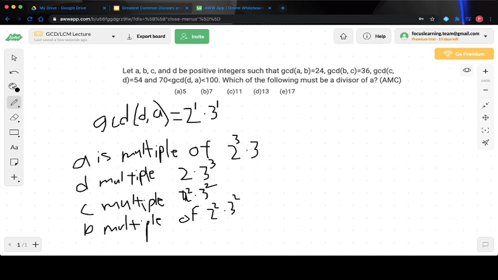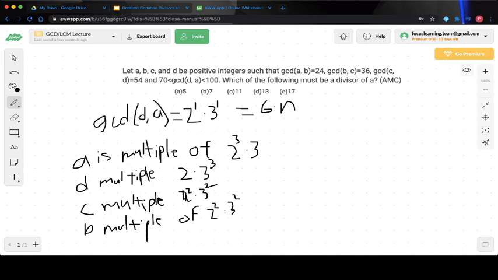And now we're also given that the GCD of D and A is between 70 and 100. So since we can't have any more 2s and 3s in the prime factorization of the GCD of D and A, we have to find another number to get between 70 and 100. So the GCD of D and A is equal to 6 times n, where n does not have any 2s or 3s in it. If you want to test it, 6 times 7 is 42.